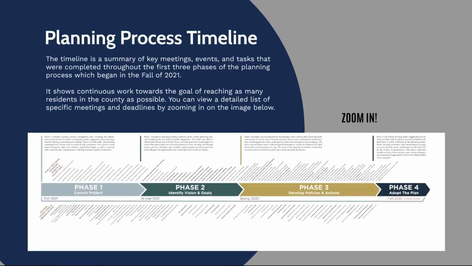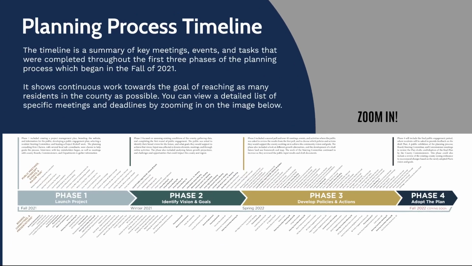Station 2, Planning Process Timeline. The timeline is a graphical summary of key meetings, events, and tasks that were completed throughout the first 3 phases of the planning process, which began in the fall of 2021. It lists continuous work towards the goal of reaching as many residents in the county as possible.